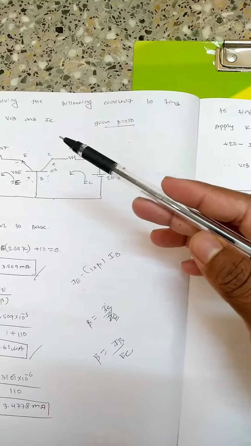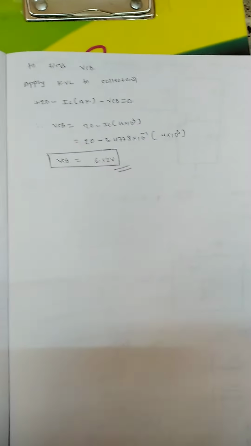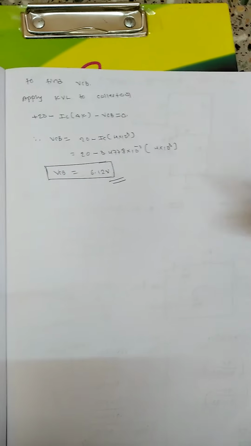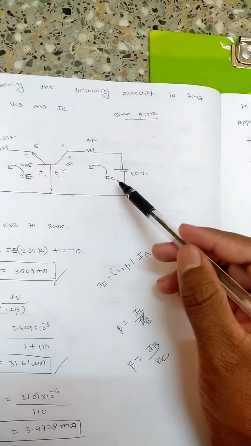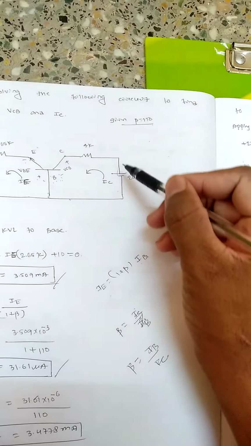Now they have asked to find out the VCB value as well. So VCB they are asking, IC I have already found, so I need to find out the VCB value. So to find VCB, apply KVL to the collector. So this is the collector equation, right? So I will start from this point.